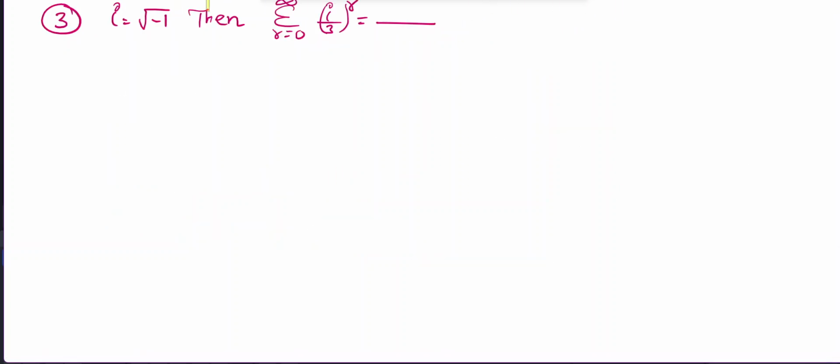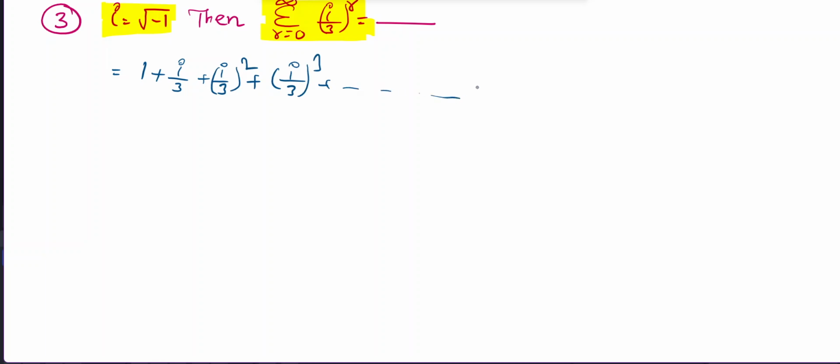This is the third question from complex numbers. Given i = √−1, then the sum from r = 0 to infinity of (i/3)^r is equal to what? Substituting r = 0, (i/3)⁰ is 1. r = 1, this is i/3. r = 2, (i/3)². r = 3, (i/3)³, plus up to infinite terms.